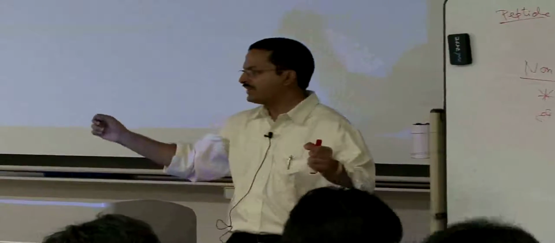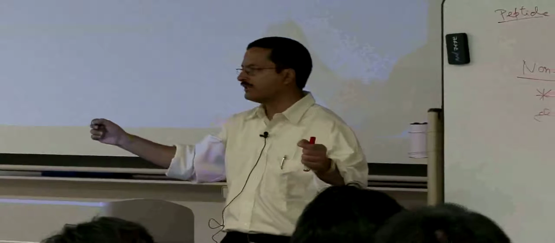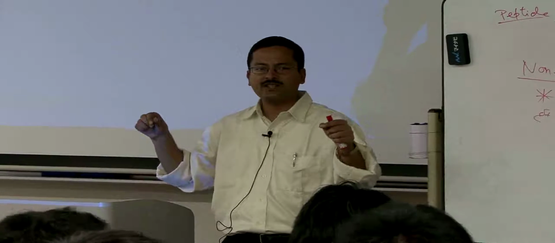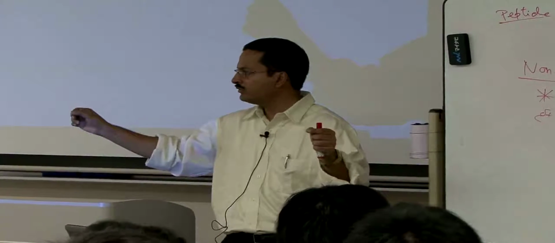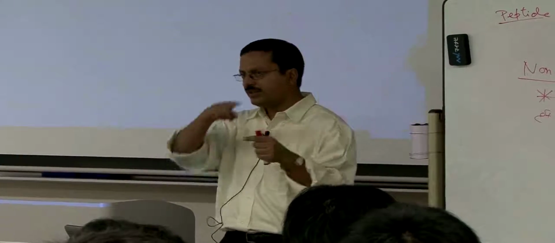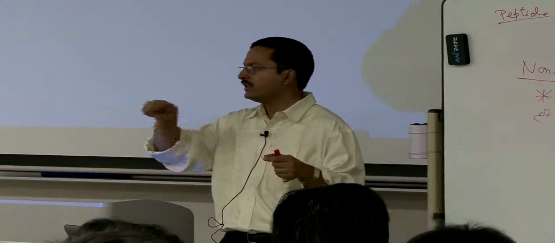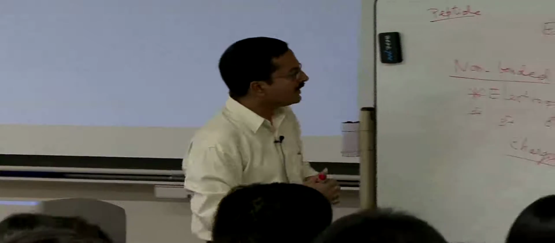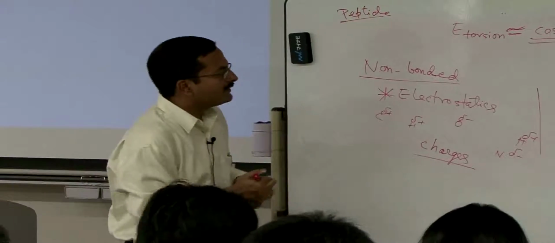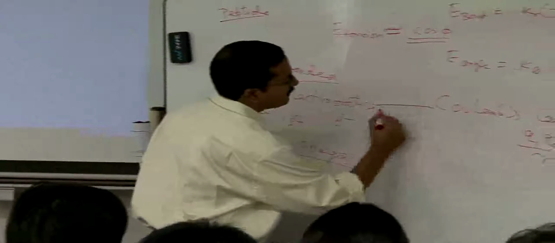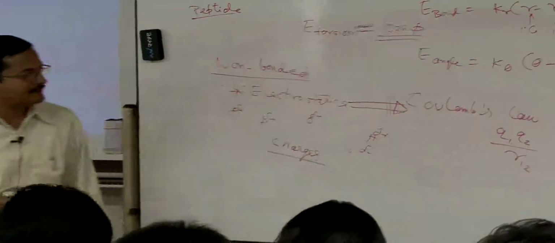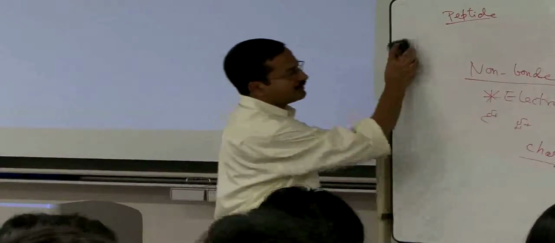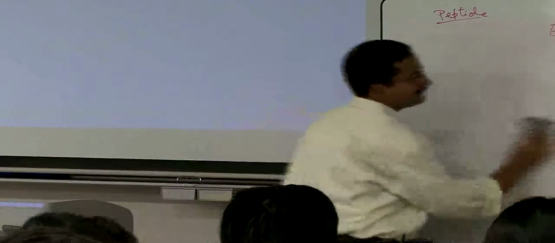If there are two charges, how do they interact? They interact by Coulomb's law. If the charges are Q1 and Q2 and the distance is r, then it is Q1 into Q2 divided by R12, that is Coulomb's law. So, in the non-bonded term, the electrostatics is governed by Coulomb's law. I will write it clearly.